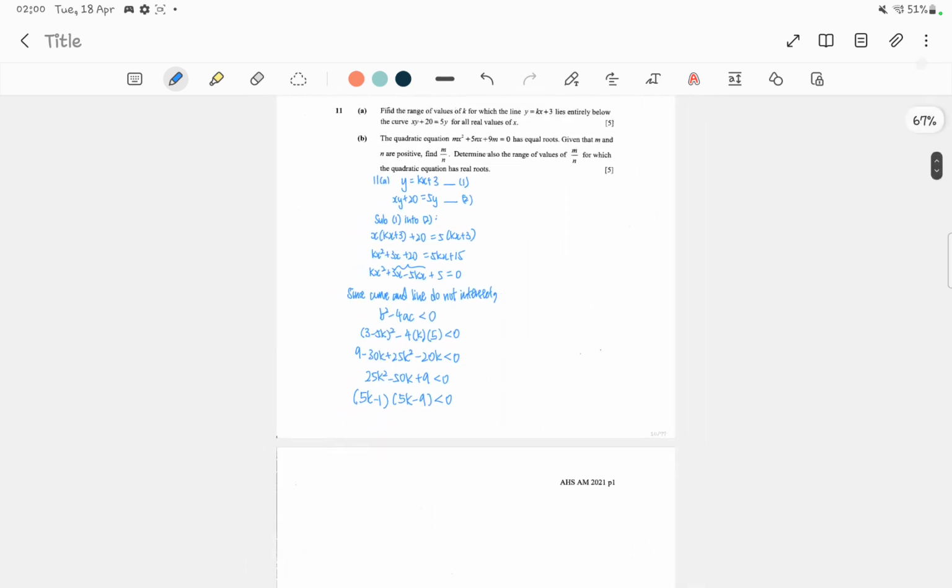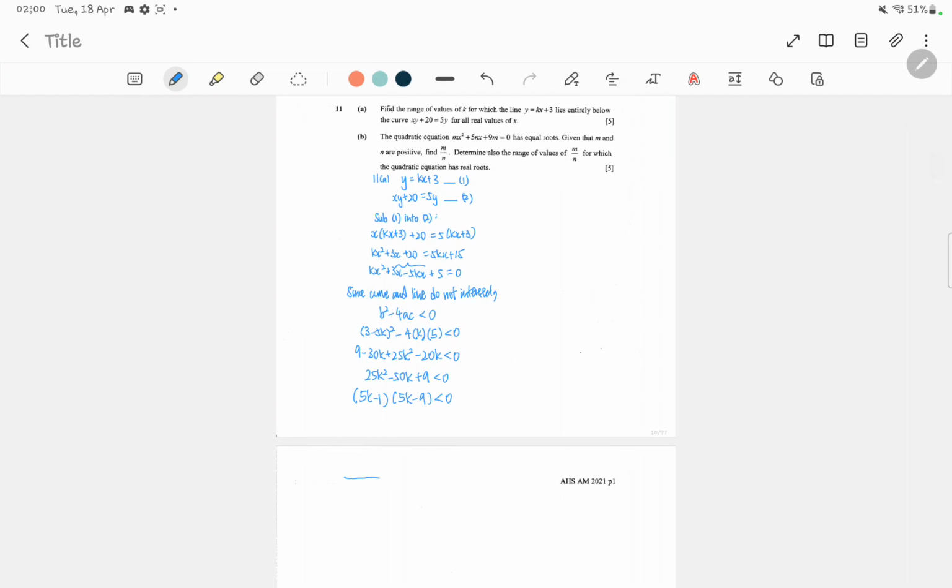Yes, that's correct. So drawing a curve over here, what makes this 0 is when k is 1 over 5, and when k is 9 over 5. Because we are looking at the portion of the curve that is less than 0, meaning below the x-axis, this is the portion we are looking at. So the range of values of k for which the line lies entirely below the curve, which means both of them do not intersect, for all real values of x, will be k is more than 1 over 5 and less than 9 over 5. So that's for 11a.